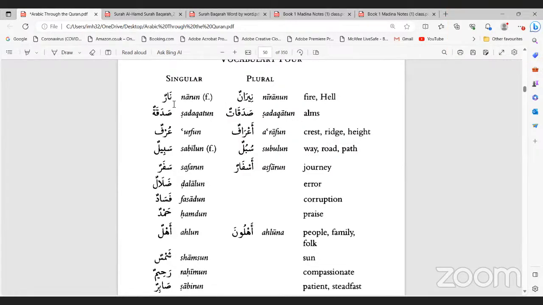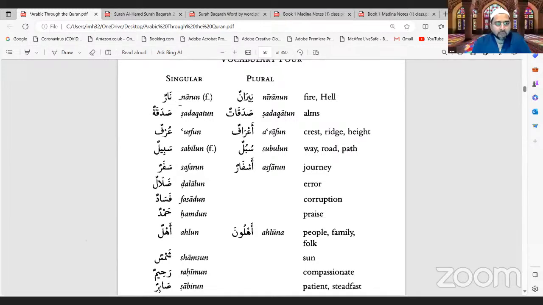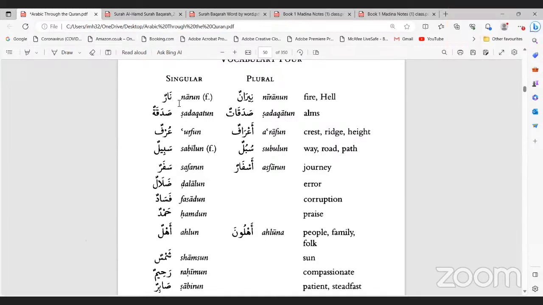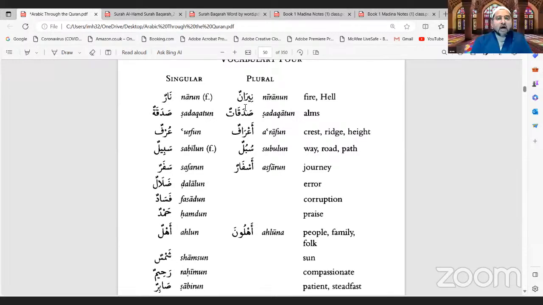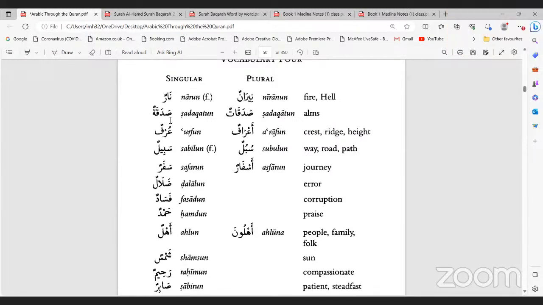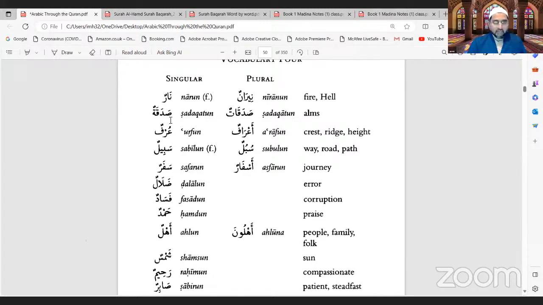Hurfun. What does naarun mean? It's a fire. And the plural is niyaarun. Niyaarun. The next word? Sadaqatun. Yep, sadaqatun. And translation of the next words, please.